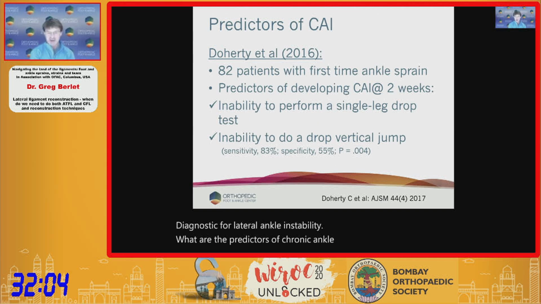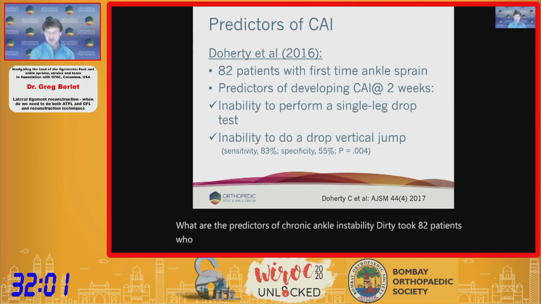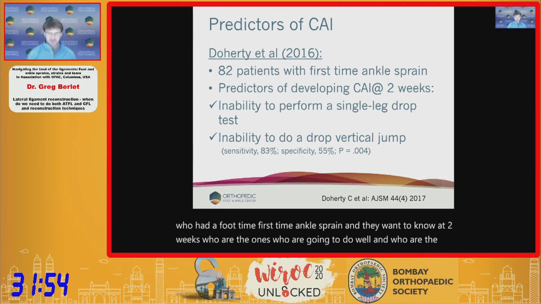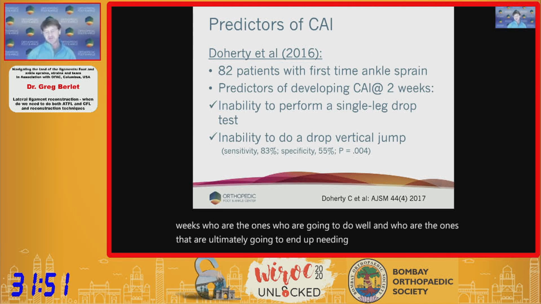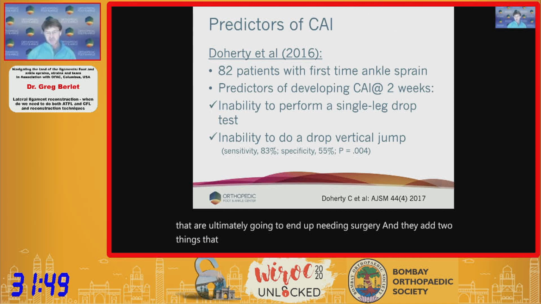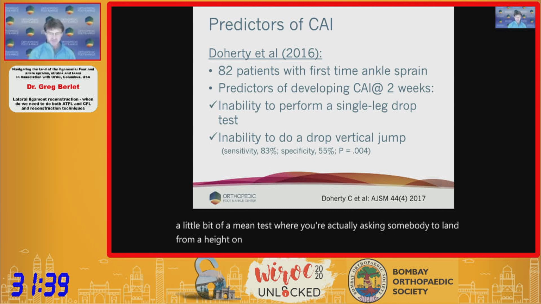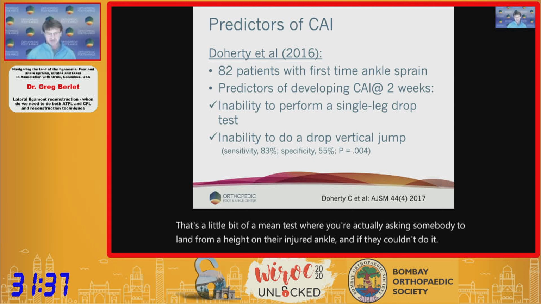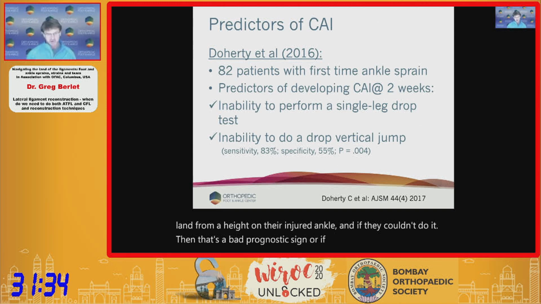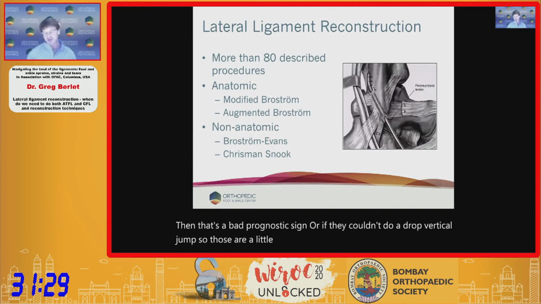Well, what are the predictors of chronic ankle instability? Doherty took 82 patients who had a first-time ankle sprain, and they wanted to know at 2 weeks who are the ones who are going to do well and who are the ones that are ultimately going to end up needing surgery. And they had two things that were predictive. Inability to perform a single leg drop test, which is a little bit of a mean test where you're asking somebody to land from a height on their injured ankle. If they couldn't do it, that's a bad prognostic sign, or if they couldn't do a drop vertical jump. Those are a little bit impractical, but that's what they came up with.